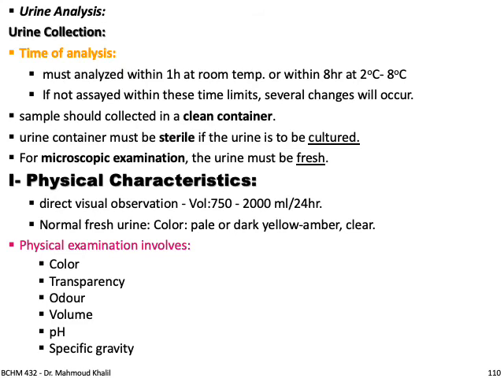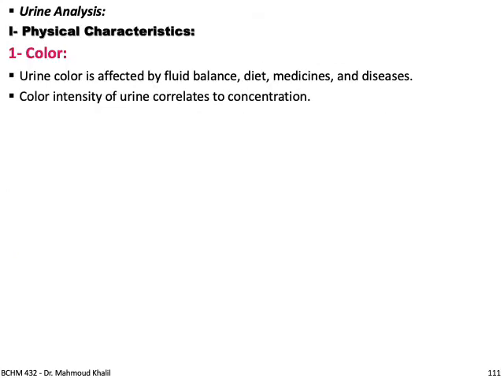You need a direct visual observation. The volume must be taken maximum from 750 to 2 liters per 24 hours. It must be normal fresh urine, with a color of pale or dark yellow, amber, clear. The physical examination involves color, transparency, odor, volume, pH, specific gravity.